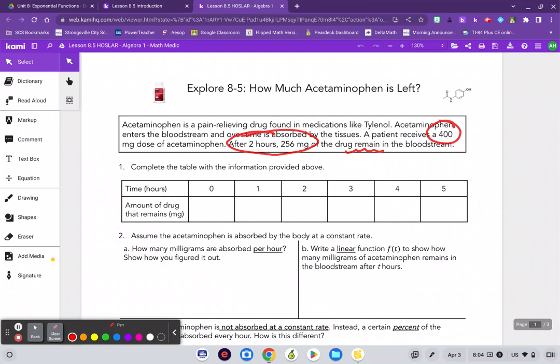I know that initially I received 400 milligrams, and after 2 hours, I have 256 milligrams. Okay, that's all I know.